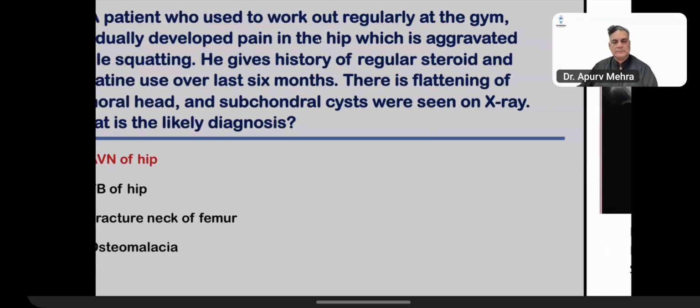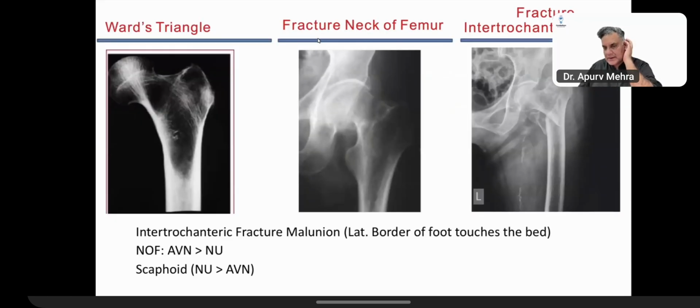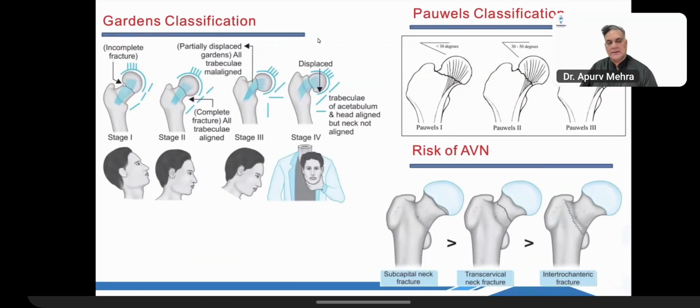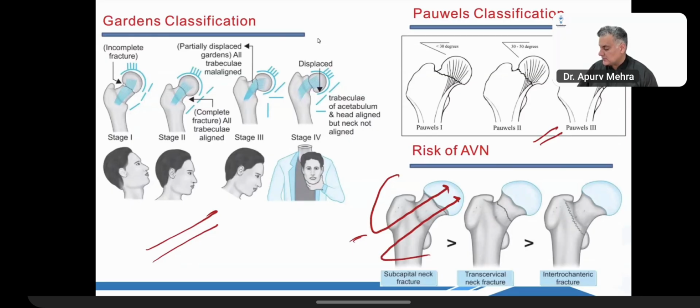Next. So we had done this. This is a fracture neck of femur image. This is an intertrochanteric image. And remember, fracture neck of femur can lead to avascular necrosis, the most common complication, whereas intertrochanteric fractures cause malunion. We had done this yesterday. We had also done the Garden classification for neck of femur, Pauwels for neck of femur, and anatomical classification. The blood supply goes from distal to proximal. The more proximal the fracture, the more the chances of avascular necrosis.